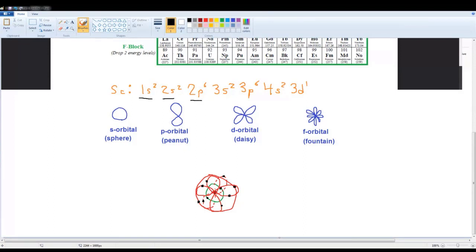Well, now I have 3s. So let's do a blue for the next one. So the 3 is like that. And I know, I'm sorry, I'm terrible at drawing. So that's a 3s2, and I'm going to put a couple electrons here. One here, one here. And then I have a 3p. Well, the 3p looks like this. One.